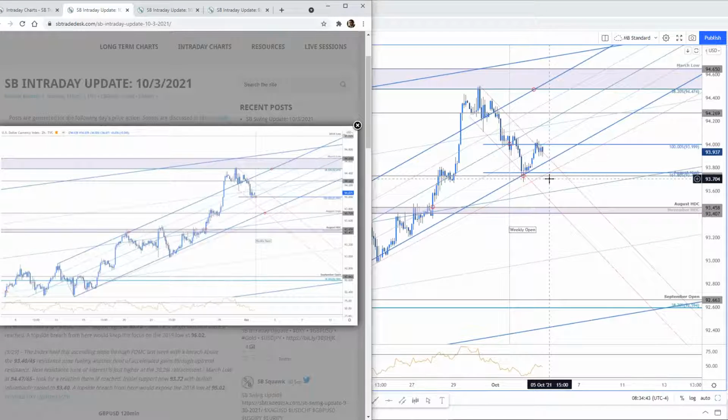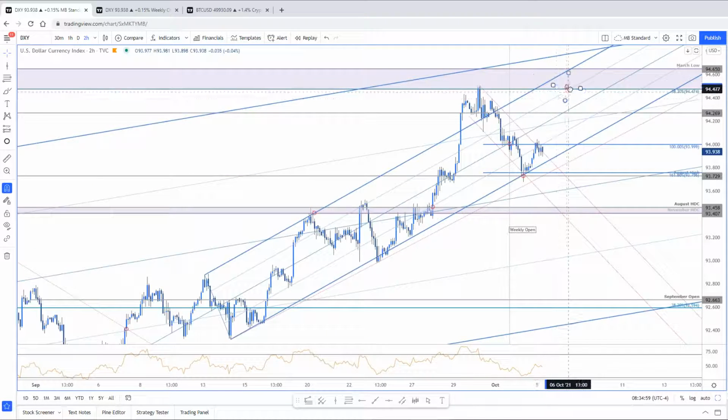Can't make that assumption yet. On its face value, this is the simple weekly opening range right above uptrend support. We try to keep it as basic as possible. So you would need the breach above the median line to suggest continuation for the move higher towards 94.40s. Or if we break 93.70, you're actually at risk for a larger setback, larger correction in the broader uptrend for the dollar.